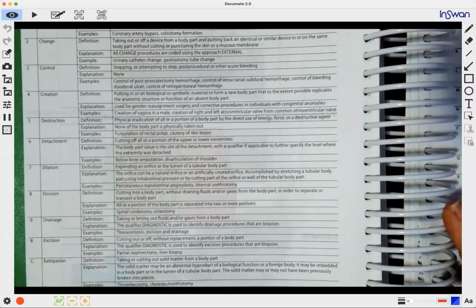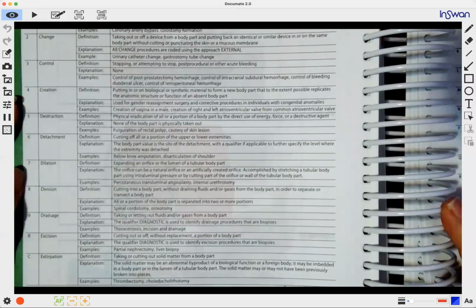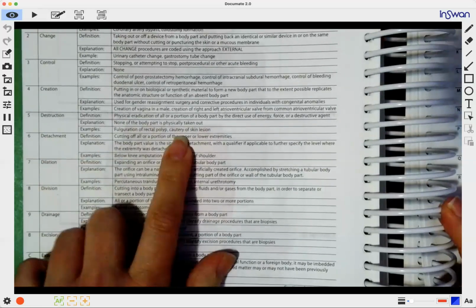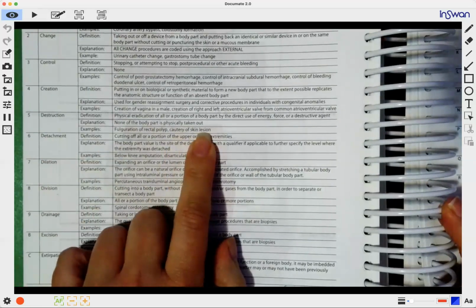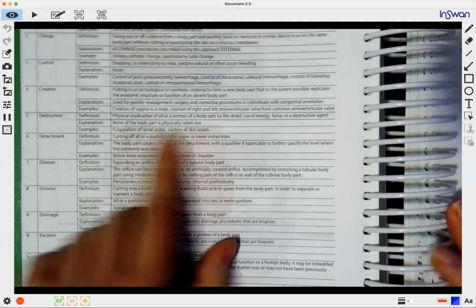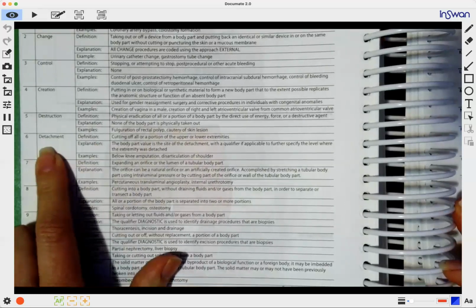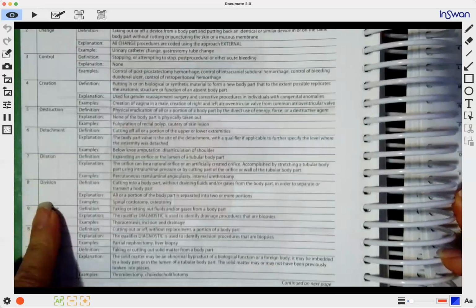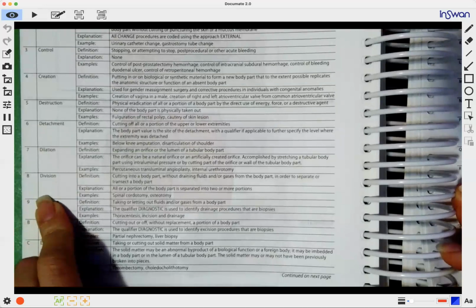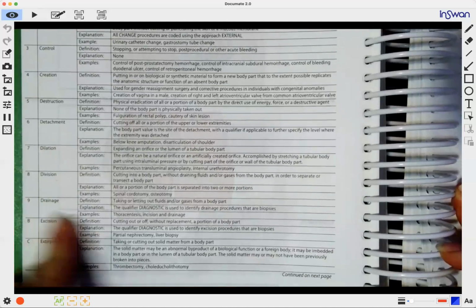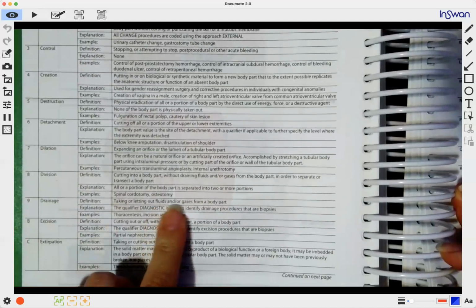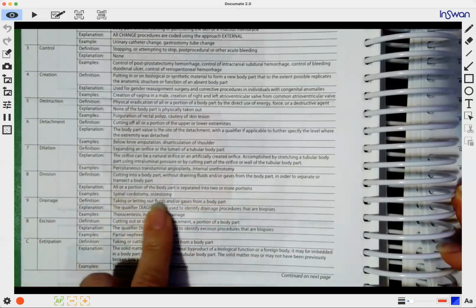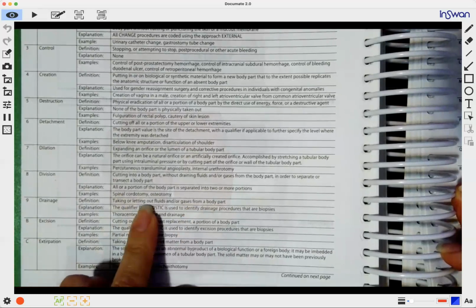So let's see, where were we here? So we did creation, destruction was fulguration, right? Cautery of a skin lesion, cautery of a polyp or a bleed. Detachment is going to be our amputations. Dilation is making something larger. Division, we've covered that one. So drainage, taking or letting out fluids and or gases from a body part. So they're draining a fluid or gas from a body part.